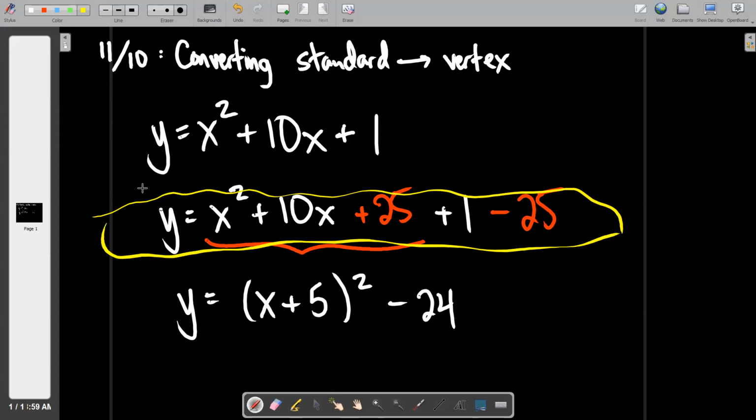Yeah, we're not gonna be graphing today. We're just gonna be converting to vertex form and then naming what the vertex would be.